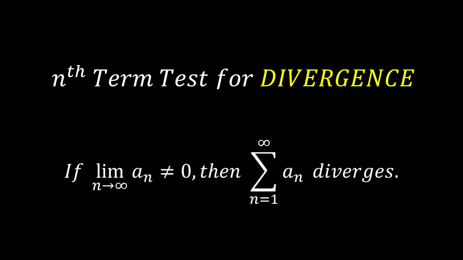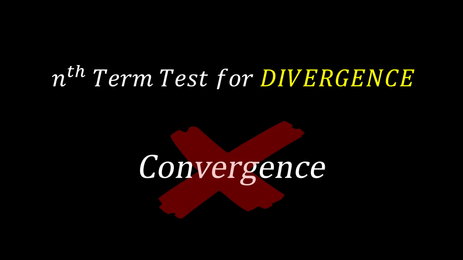In today's video, we'll explore the nth term test, which helps determine whether a given infinite series diverges. If the limit of a sub n as n approaches infinity is not equal to 0, then the infinite series a sub n diverges. It is crucial to note that this test does not provide information about convergence. Now, let's delve into the proof of the nth term test.